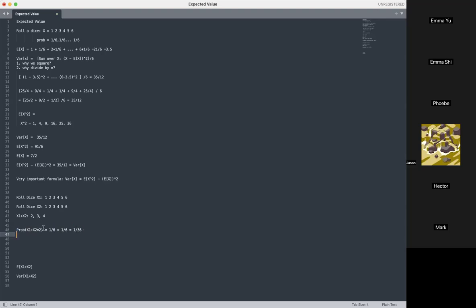And maybe Hector, can you give us the probability that x1 and x2 sum up to 3? 2/36. Very good, because it can either be 1, 2, or 2, 1, right? So it's 2 over 36.